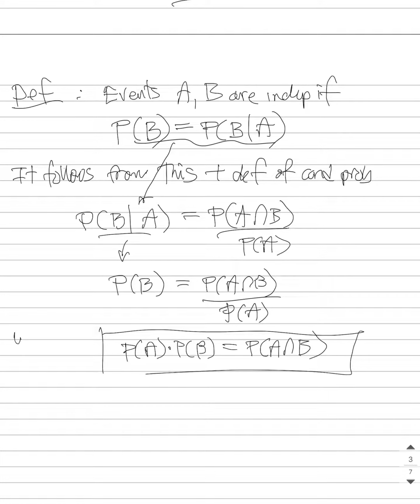So this is kind of what I will call the working definition of independent events. This is the one that you're going to get a lot of mileage out of. So it's another way to write the multiplication rule for independent sequential events.